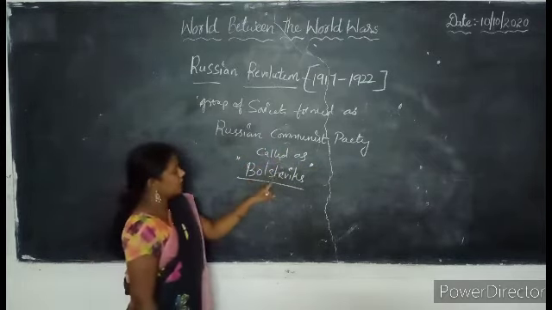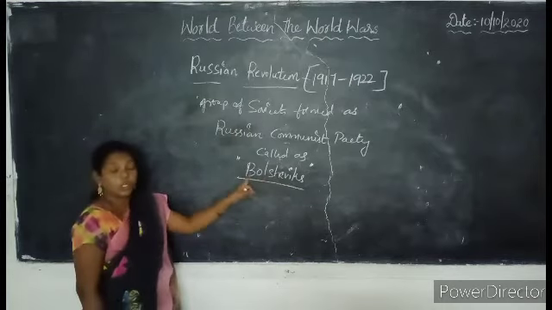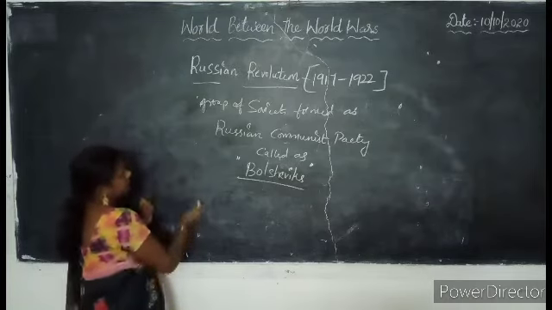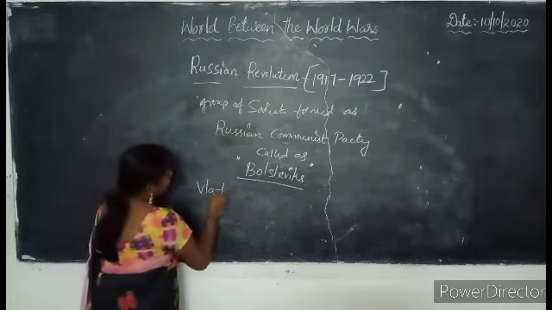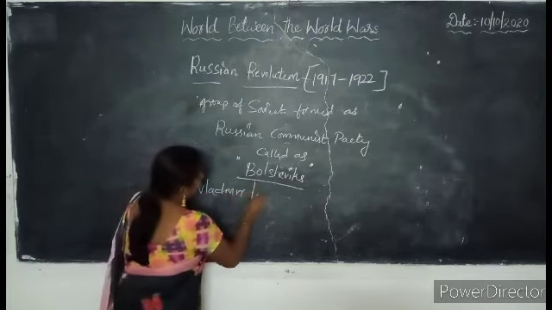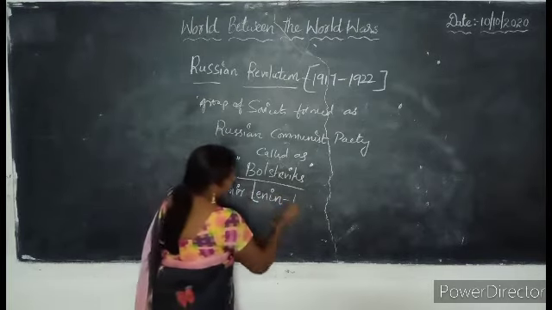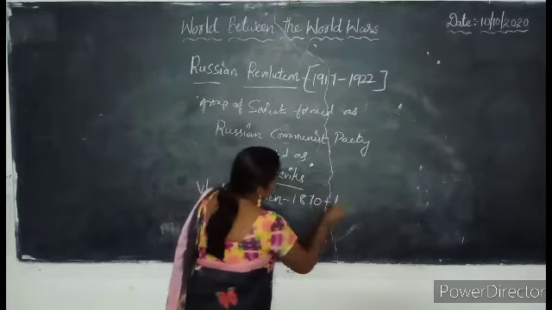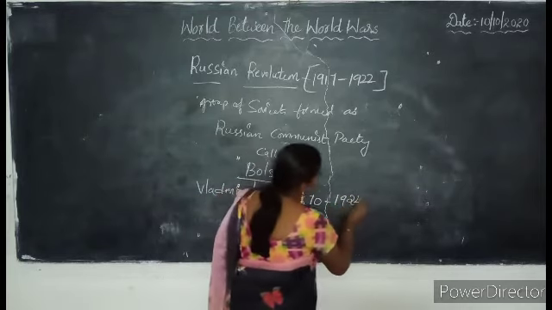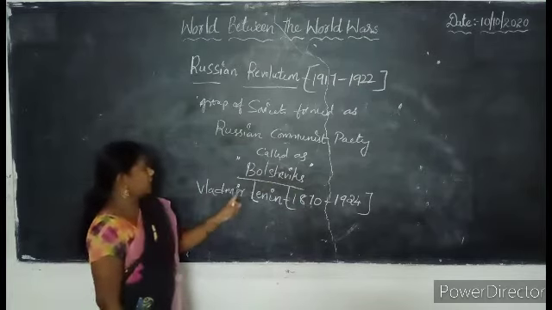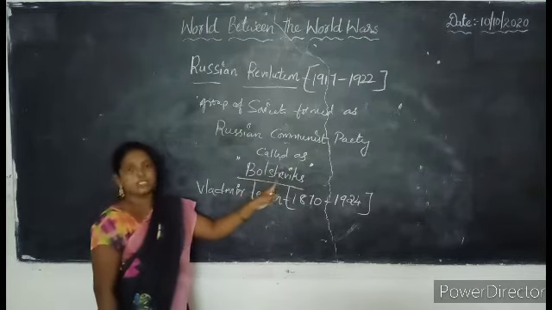Who is the leader of the Bolsheviks? Who is going to lead this party? Vladimir Lenin. He was born in the year 1817 and he died in the year 1924. So Vladimir Lenin is going to lead the Bolsheviks party.